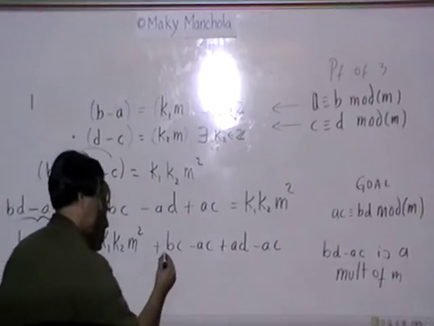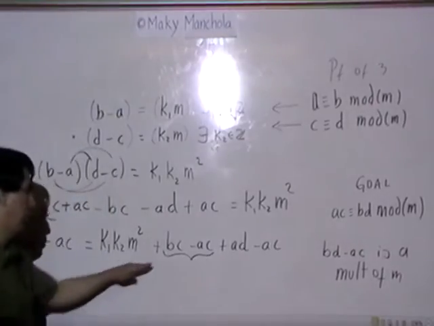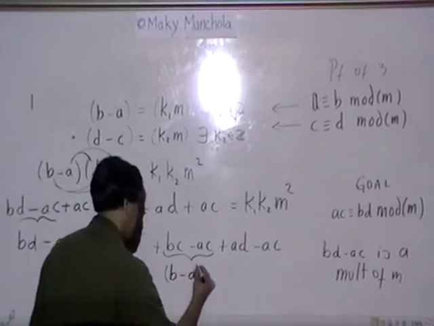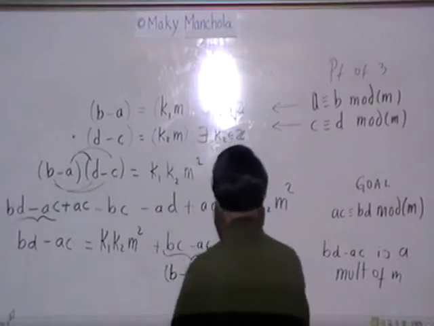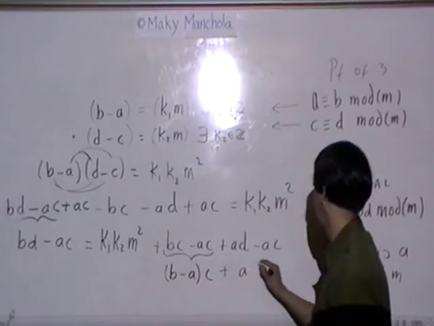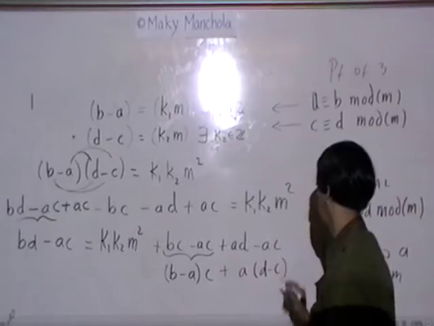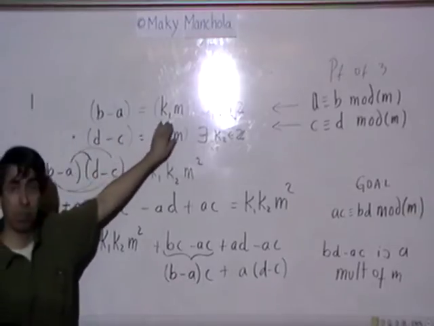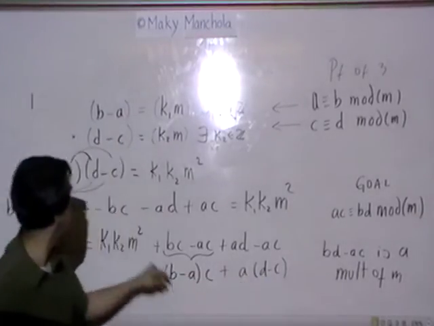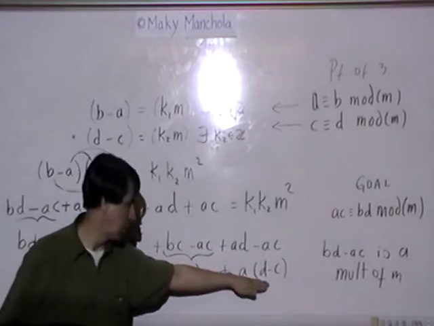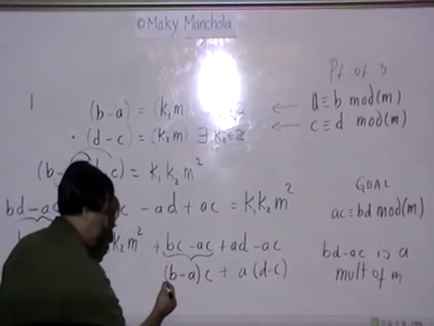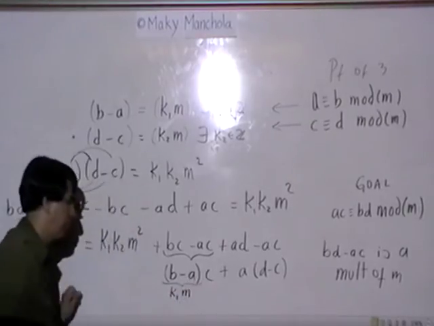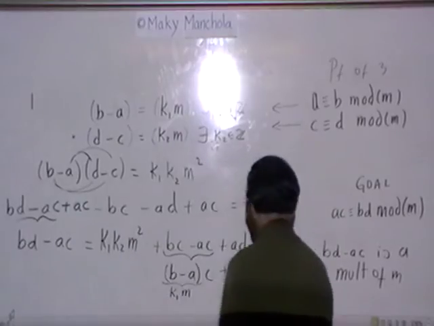Notice that in the middle pair right here, you can factor out this c to get b minus a, c. In the last pair, you can factor out the a. So a, b minus c. Now recall that b minus a is already a multiple of m. Also recall that d minus c is also a multiple of m. So what you could do is rewrite them as multiples of m. So that's k1 m times c. That's a times k2 m.